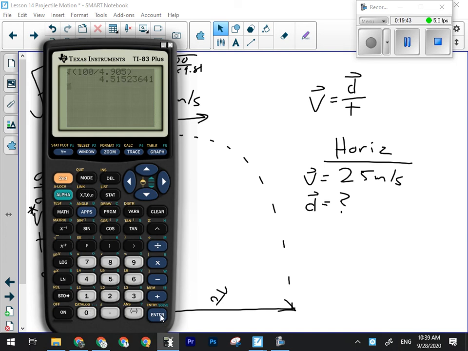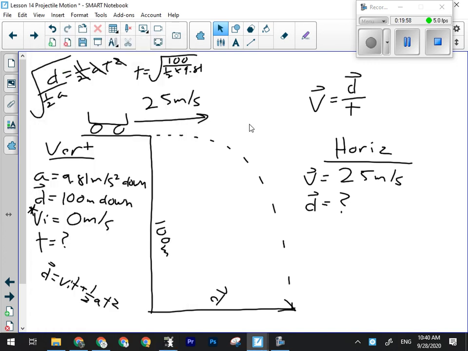Okay, so this thing is going to fall for 4.5 seconds. That is a long time to fall. 100 meters is a long way to fall. A lot of time to think about it. All right, so now that I know the time is 4.51 seconds, I can now go over here and figure out how far from the base of the cliff the car is going to crash.